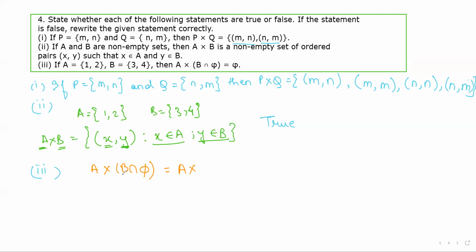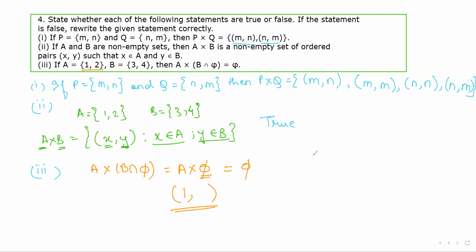Phi is a null set and B is {3, 4}. There's nothing common in it, so this is equal to phi. What is A cross phi? If any of the 2 sets of your Cartesian product is phi, then you cannot form the ordered pairs, because A is a set of 1, 2, but phi is a null set. If you want to write the ordered pair 1, you have to write the elements of the second set. There is no element in the second set, so the ordered pair cannot be formed. So A cross phi will be equal to phi.